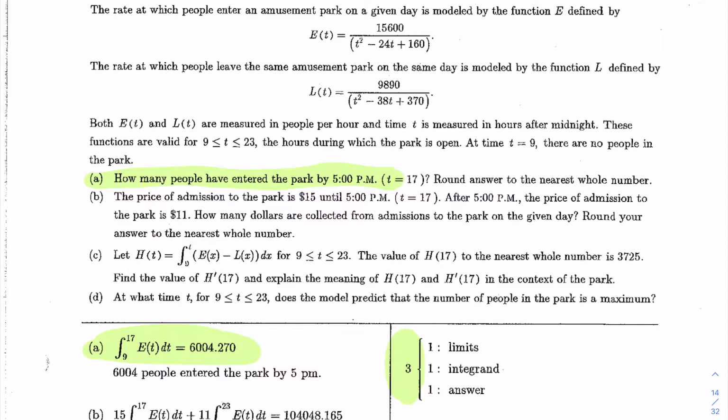Notice here how they gave you 1 point for the limits, which are the bounds, 1 point for the integrand, which is E of t. You could even use Y1 if you declared it, or you could just write this out explicitly, but who would want to do that because it takes longer, right? And then the answer, which is 6,004, they mentioned that you have to round it to the nearest whole, okay? So you get 1 point for the answer. So notice how that's 3 points already, okay?